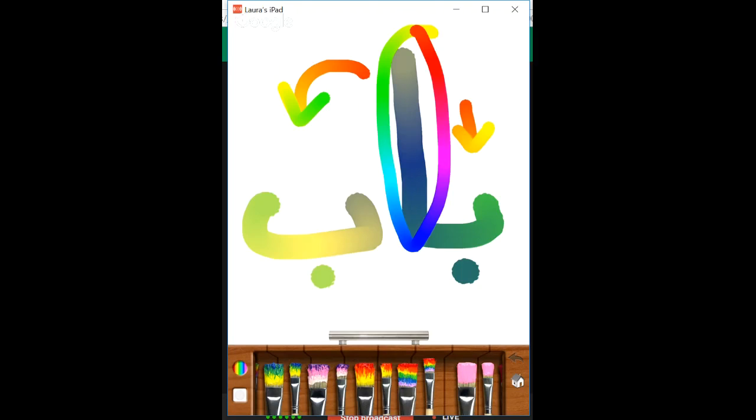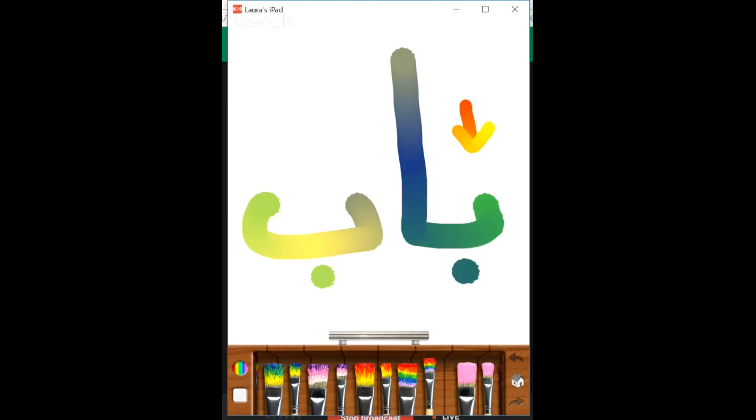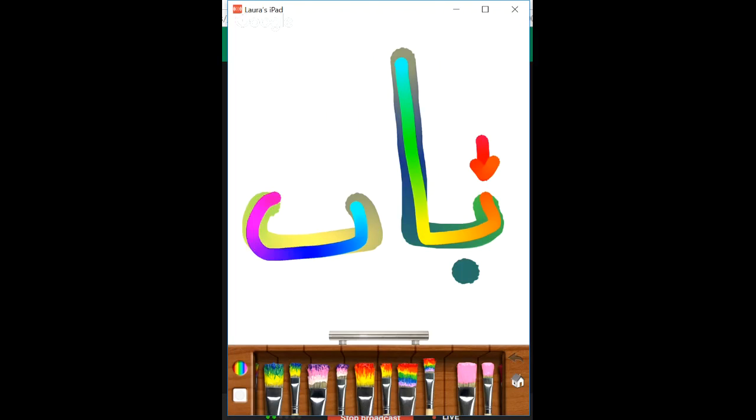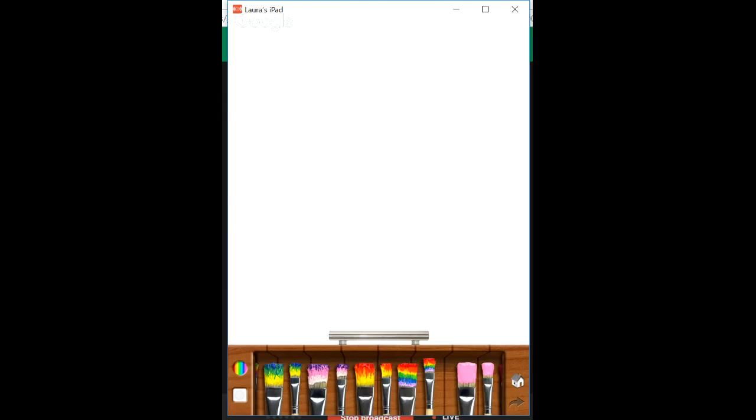It's important to remember that Arabic is written from right to left, so it's written in the opposite direction of English. Okay, so we're going to start our word here. Okay, bab. We go back and put our dots when we're done. Okay, so aleph is our first one-way connector.